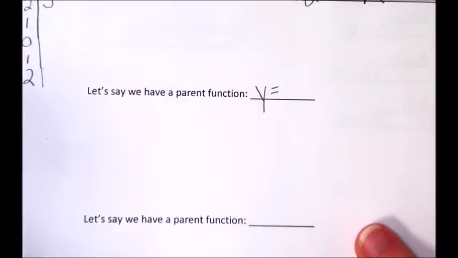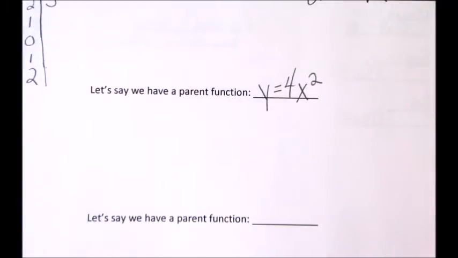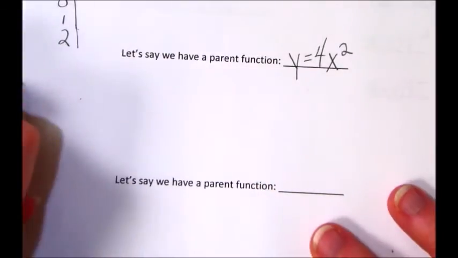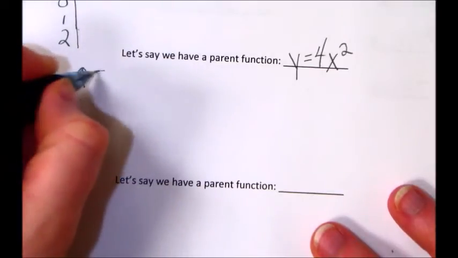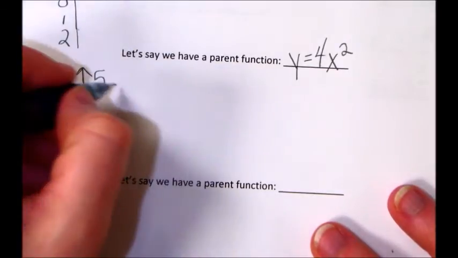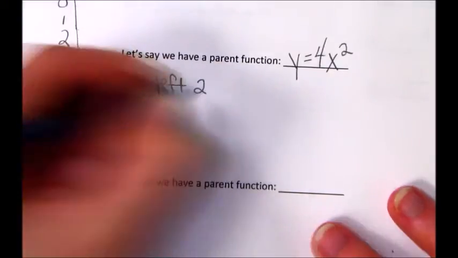Let's say we have that parent function of y equals, well, let's make it 4x squared. That is quadratic because it has a squared. Now what I want to do is play around and move it a little bit. Let's move it two ways. Let's move it up 5 units, and let's move it left 2 units.